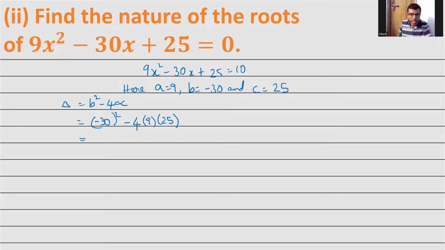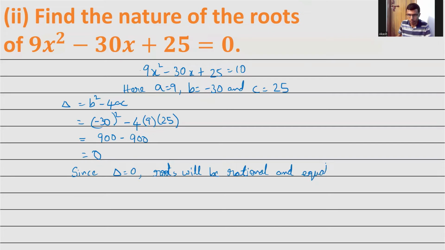Okay, so this is nothing but minus 30 whole square is 900. 900 minus 4 9s are 36. 36 into 25 is 900. You guys can check it out. So 900 minus 900 is nothing but 0. Since discriminant is 0, the roots are going to be rational and equal. Okay. Since delta is equal to 0, roots will be rational and equal also.